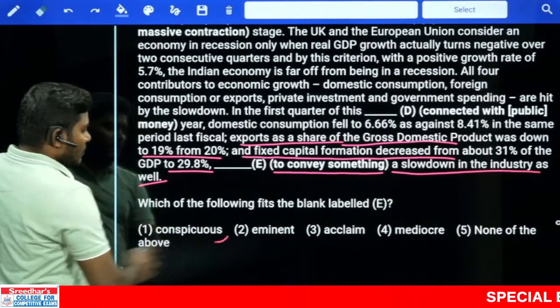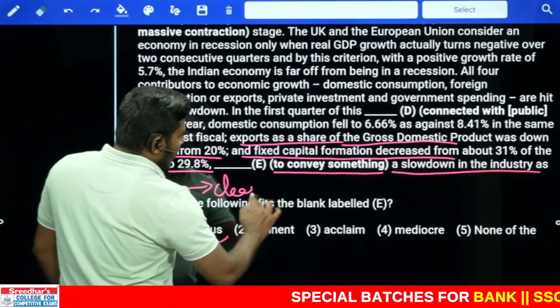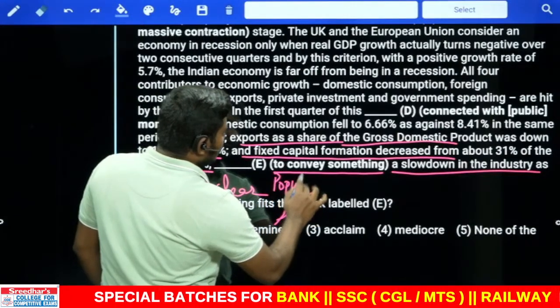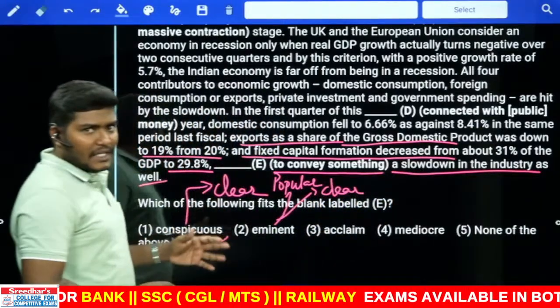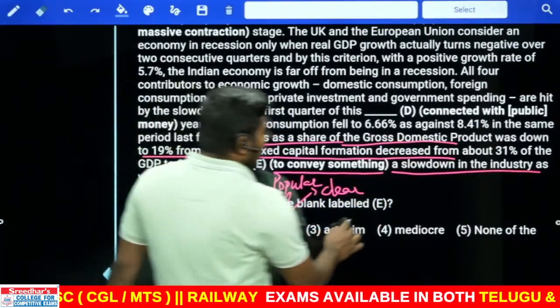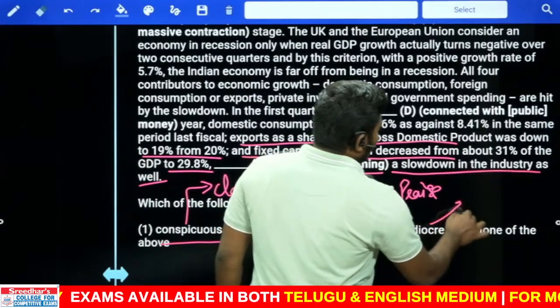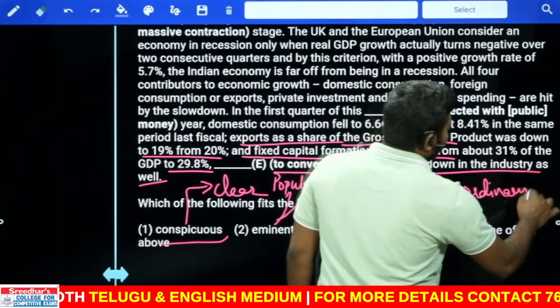But look at the words. What is the first word? Conspicuous, something that is very clear. Eminent has two meanings. One, somebody who is a popular person. Another, something that is very clear. Two meanings: one adjective, one noun. Next word, acclaim, is praise. Mediocre is nothing but something ordinary or regular.